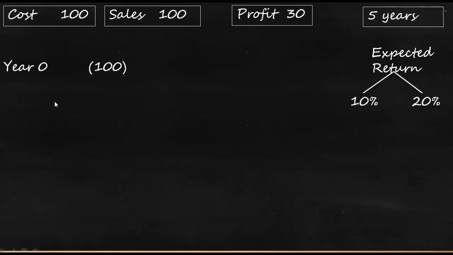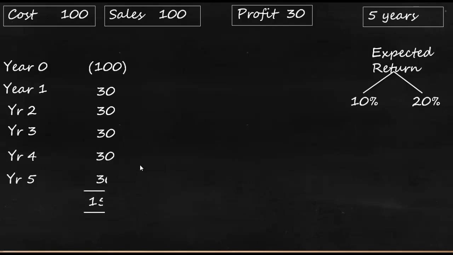Next we'll have all the inflows. In year 1 there is going to be an inflow of profit of 30, so we'll have it here. In year 2 also it's going to be 30, year 3 30, years 4 and 5 30 each. So in all these 5 years, 30 each makes 150. So 150 has been earned out of this project. At a look it tells you that you have invested 100 and this project is giving 150, so it's a good project because you have earned 50 more.